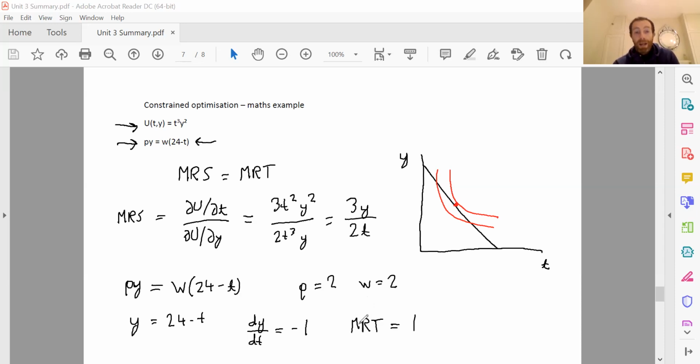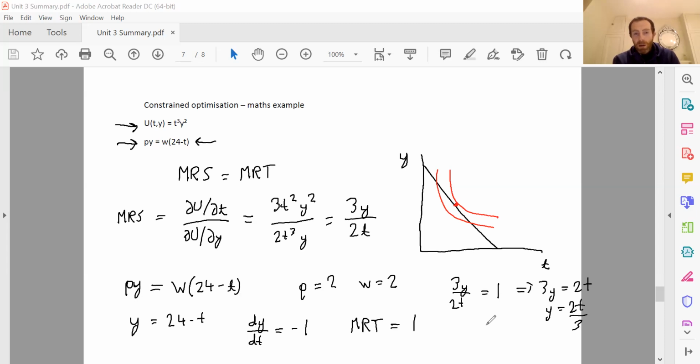So I now know what the marginal rate of transformation is, and I know what the marginal rate of substitution is, and I know that the allocations will be optimized where those two things are equal to each other. So where 3y over 2t is equal to 1. So we have an optimal allocation when 3y is equal to 2t, and so where y is equal to 2t over 3.